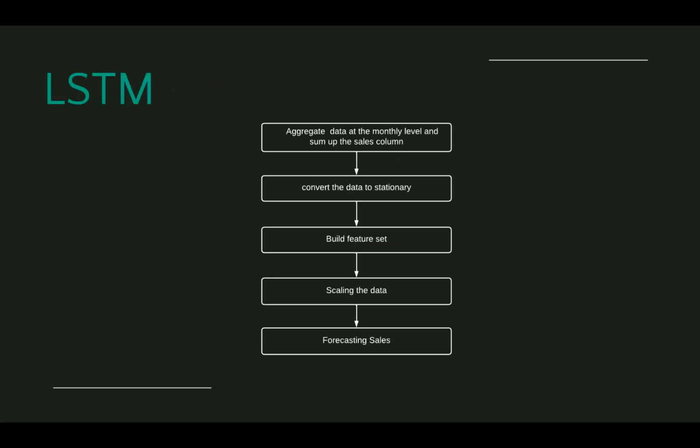Next one is the LSTM. The LSTM uses almost the same method as the previous two, but the main feature is that they build the feature set. That is, they take the lag requirement of the particular years, as we have taken the years from 2013 to 2021. They calculate the lag between each year, and we have considered almost 12 lags. After scaling the data, they forecast the predicted value for the next 1 year.